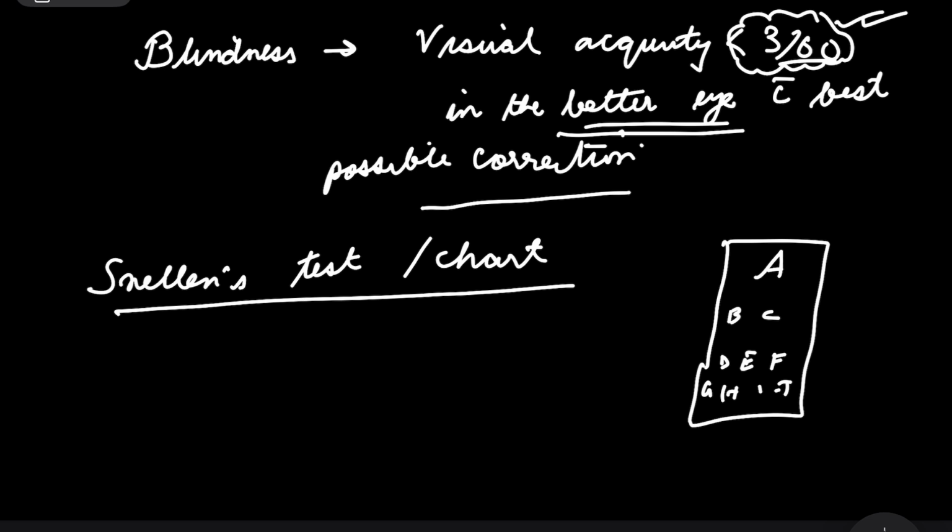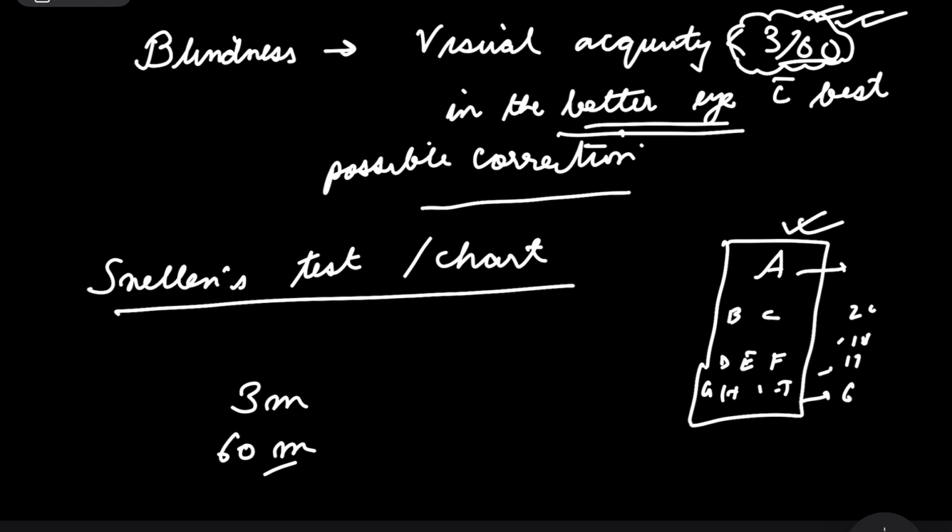Now, beside each row, there is a number written. Okay, beside each row, there is a number written. So basically, in the last row, it will be written 6, then 12, 18, 24, 36, 60. This is how it is written. Basically, what this means is, let me explain what 3/60 means. 3/60 on the Snellen's chart means that whatever this patient is able to see from 3 meters away, a normal person would be able to see from 60 meters away. That is at best the patient's visual acuity or visual power.